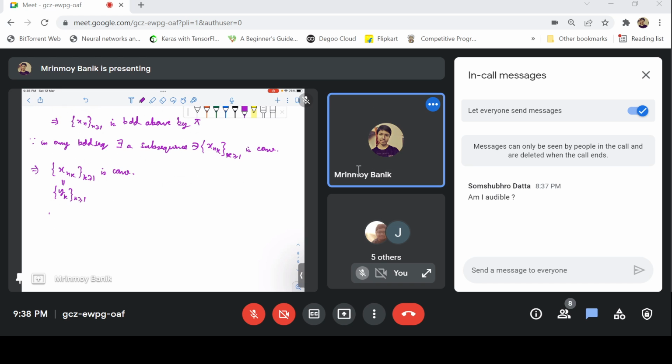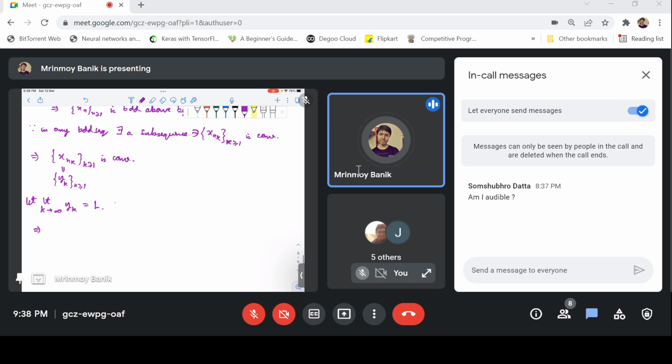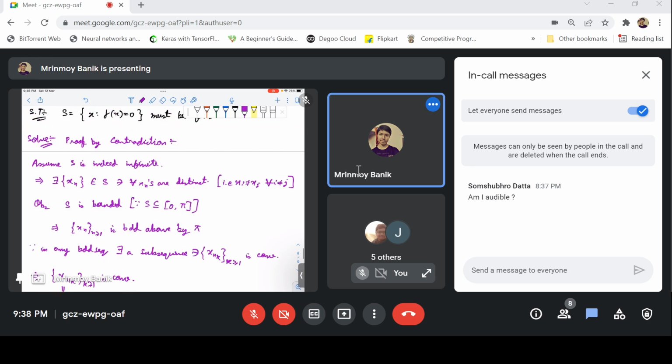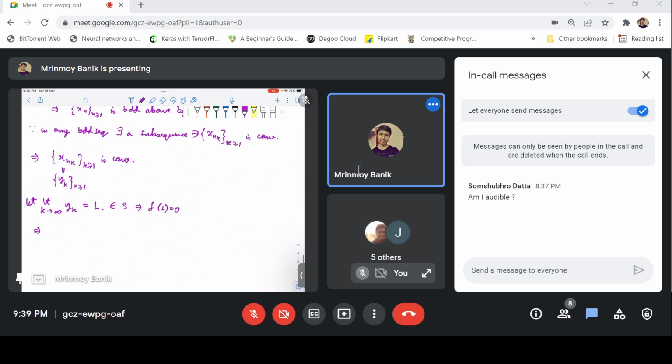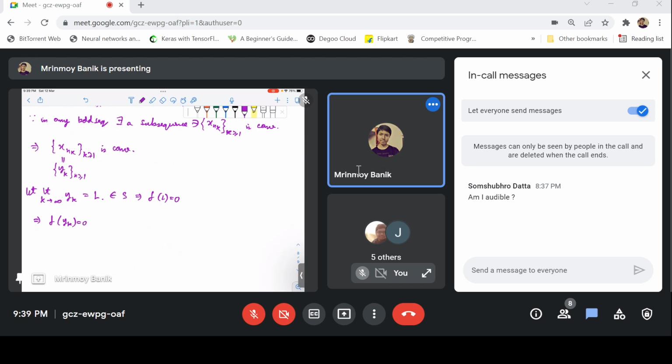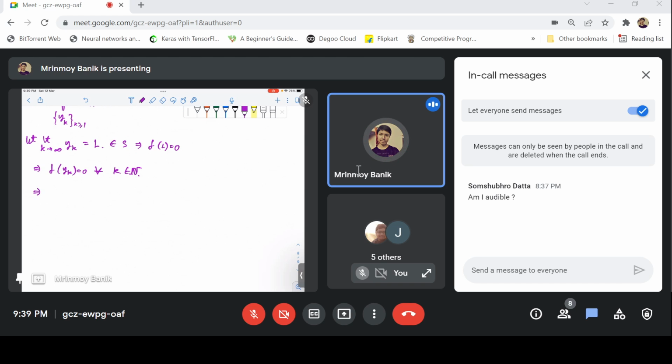So now, okay, it's convergent, right? So let's say it converges to some limit L. So limit k tends to infinity, yk equals to, so let this limit be L. Now L is inside S, which implies f of L is 0. That's the definition of S. This also implies f of yk is 0 for all k in naturals, since they are a subsequence of xn, and xn is a sequence drawn from elements of S, which all have that property that f of xn is 0.